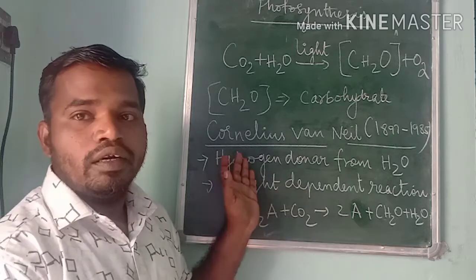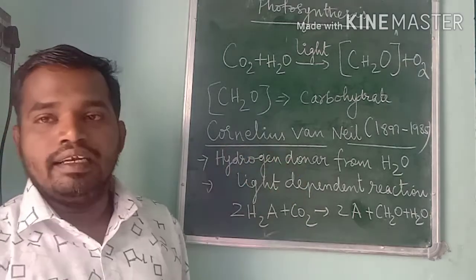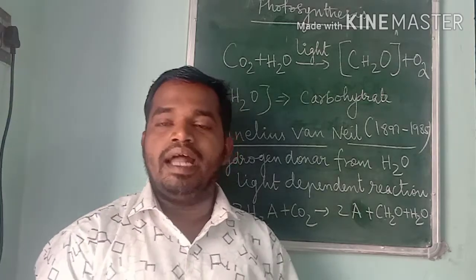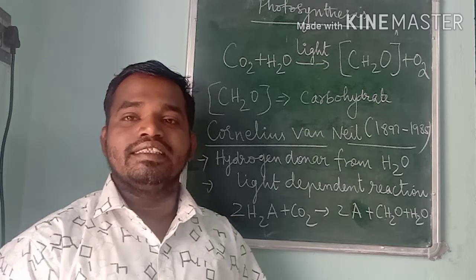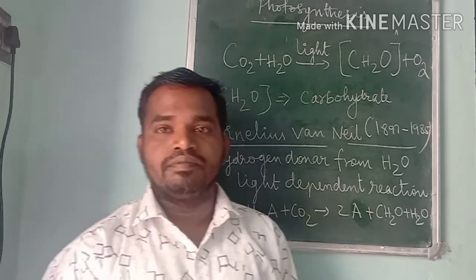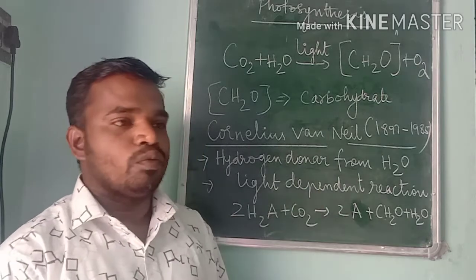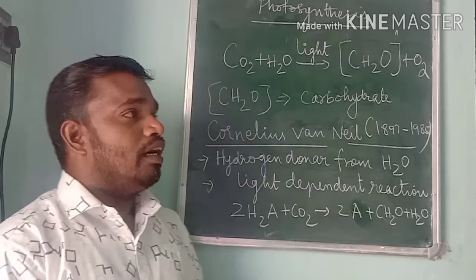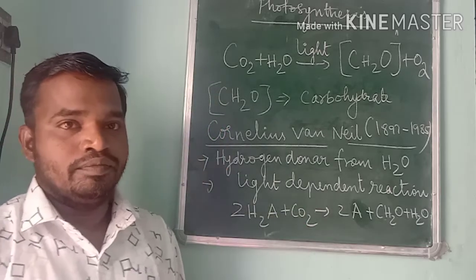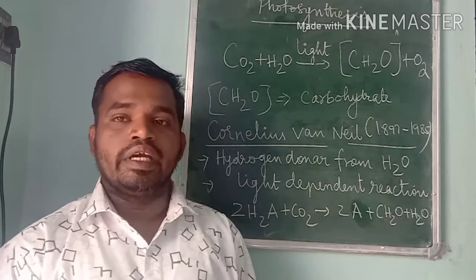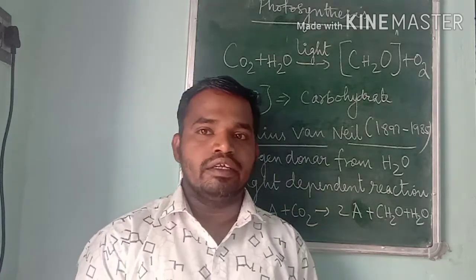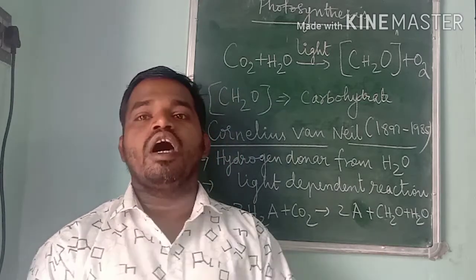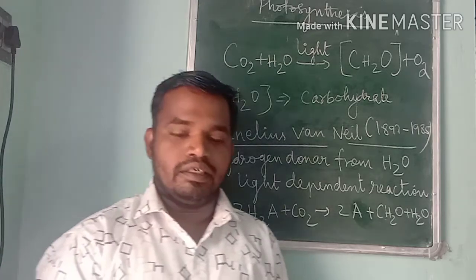And then Cornelius Van Niel. Cornelius Van Niel demonstrated that the plant essentially needs light. He showed that the plant depends on light energy to get hydrogen from suitable oxidizable compounds and reduce carbon dioxide into carbohydrate.